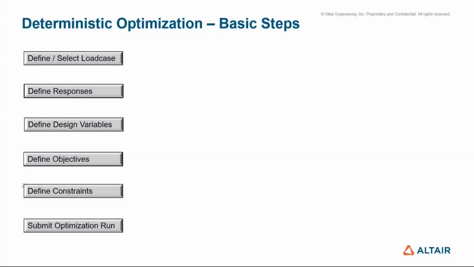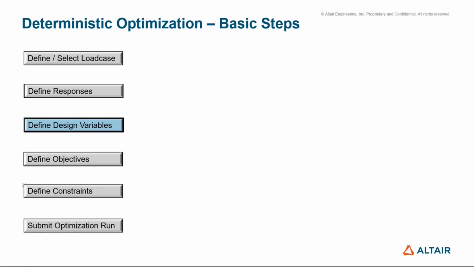The next important enhancement which was done was for sensitive parameters filtering. We know, and we have spoken about it previously, that these are the important steps in the optimization. You have to select or define a load case, define responses, define design variables, define objectives, constraints, and then submit the optimization run. These are the main steps at a very high level. And the success of the optimization, no doubt it depends on how you define the objectives, constraints, and design variables. But the very important factor is how you define the design variables.